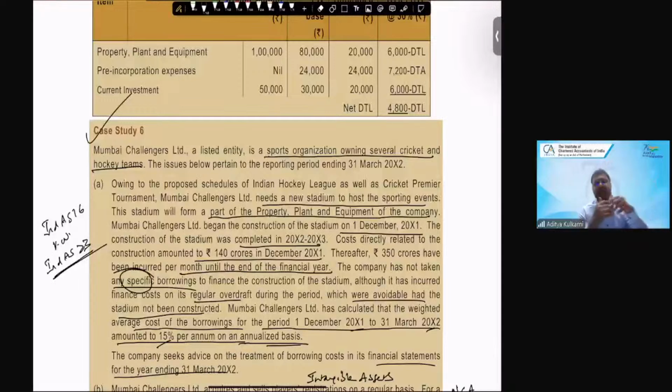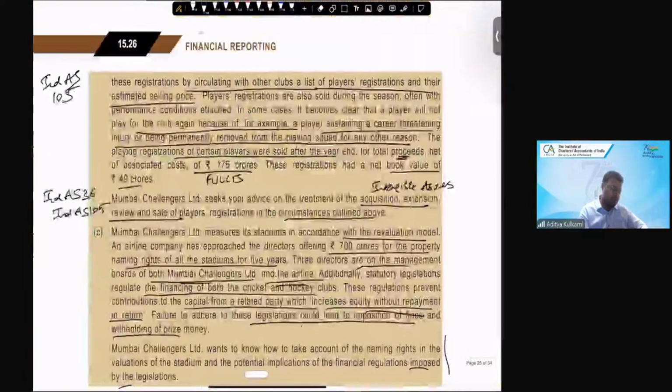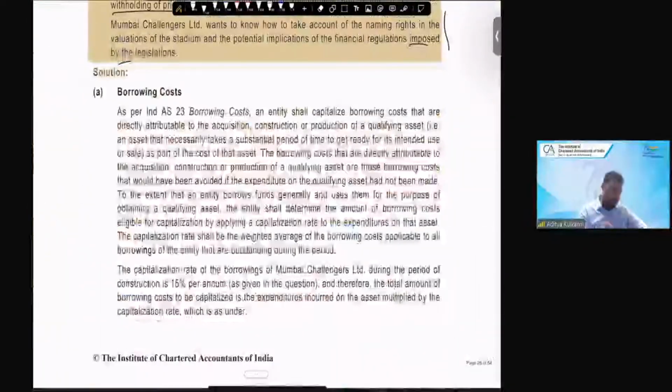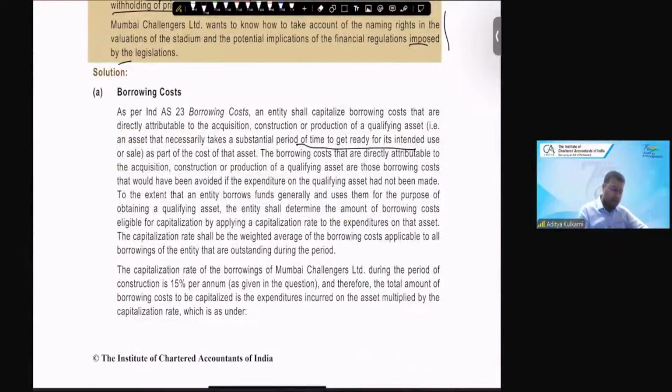Is there a qualifying asset? Yes sir. What is your qualifying asset? Construction of stadium. The stadium that you are building. Now what is a qualifying asset in line with Ind AS 23? Which takes a substantial period of time to get ready for its intended use or sale. These are directly attributable to the acquisition, construction, or production of a qualifying asset.